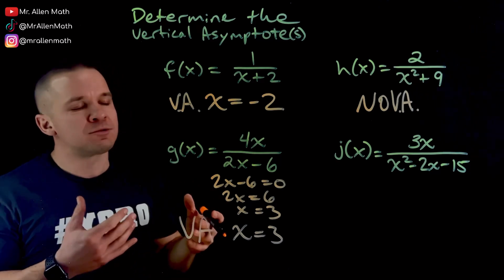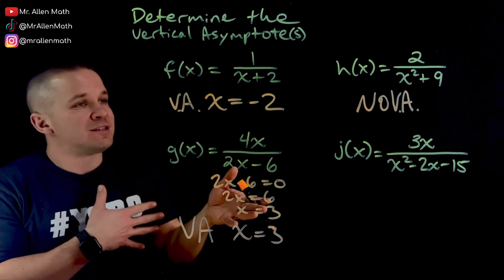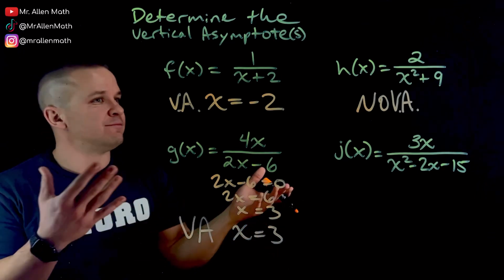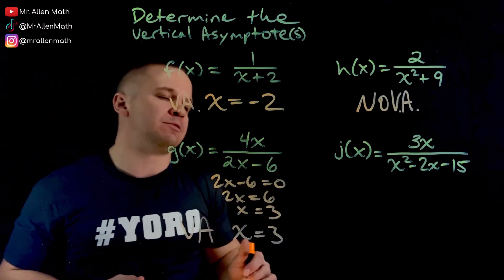For real numbers, there's nothing I plug in there that's going to make that negative, to do plus 9 and then it's 0. It's not going to happen. No vertical asymptote.